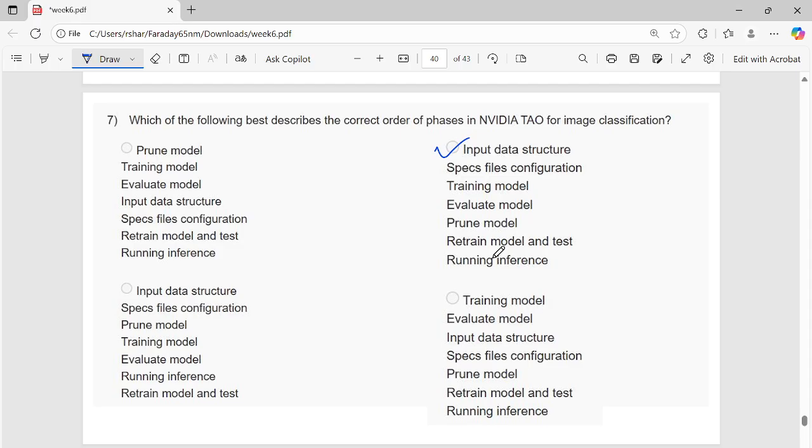So the flow is that we start with the model and good data, configure the training properly, train and check how well the model learns, then optimize the model to be efficient, using techniques such as pruning. Next, fix any accuracy drop with retraining. Then finally deploy the model for real use.